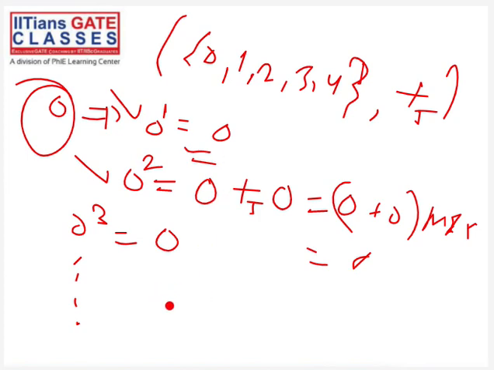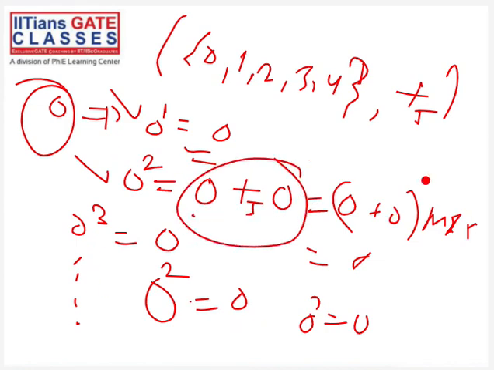Since 0 is the identity element, if you take any power, for example 0 square, then it will be 0. If you take 0 cube, then it will be 0, because 0 is the identity element. So you can see that 0 cannot generate anything other than 0. You can check 1.